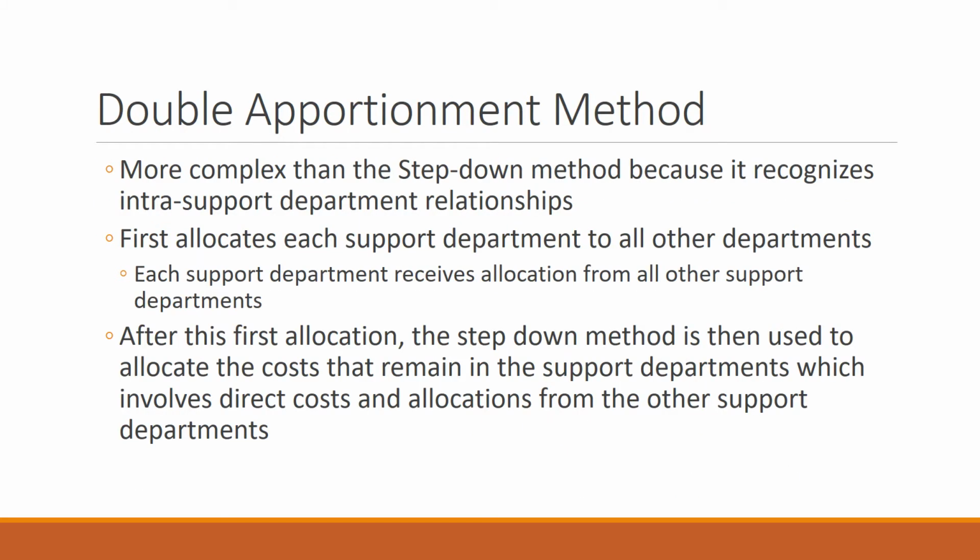Double apportionment method of cost allocation. More complex than the step-down method because it recognizes intra-support department relationships. First allocates each support department to all other departments. Each support department receives allocation from all other support departments. After this first allocation, the step-down method is then used to allocate the costs that remain in the support departments, which involves direct costs and allocations from other support departments.